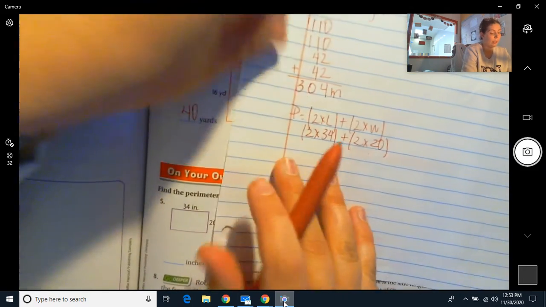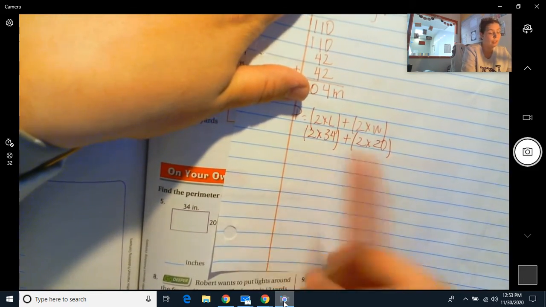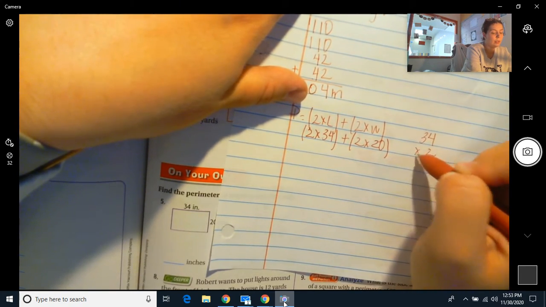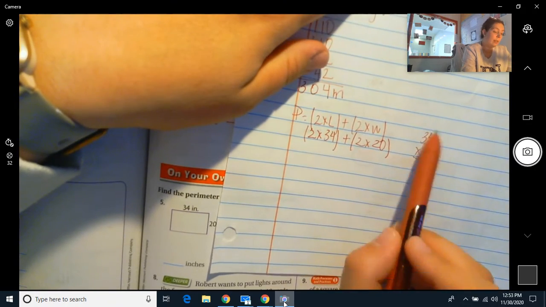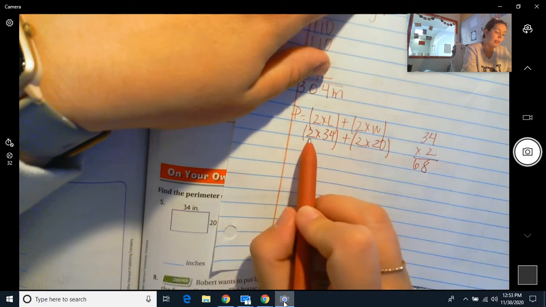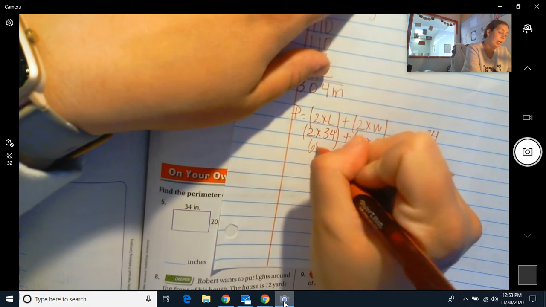And I'm going to multiply. Now, I may not know the answer to this off the top of my head. That's why I have scrap paper. I can write it off to the side like this. 4 times 2 is 8. 2 times 3 is 6. So I know that 2 times 34 equals 68.